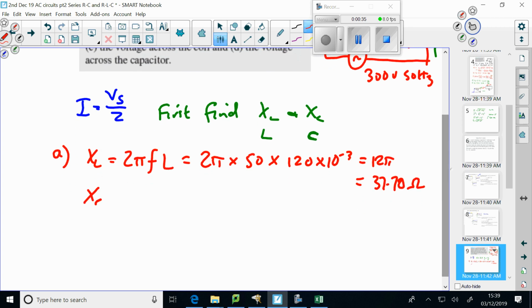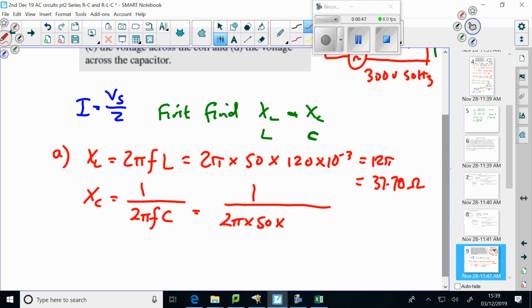XC, these two formulas are completely different. XC equals 1 over 2 pi FC, which is 1 over 2 pi times 50 times 100 times 10 to the minus 6. Is it 100 or 120? 100. That comes out at 31.83 ohms. I think we all got that far.